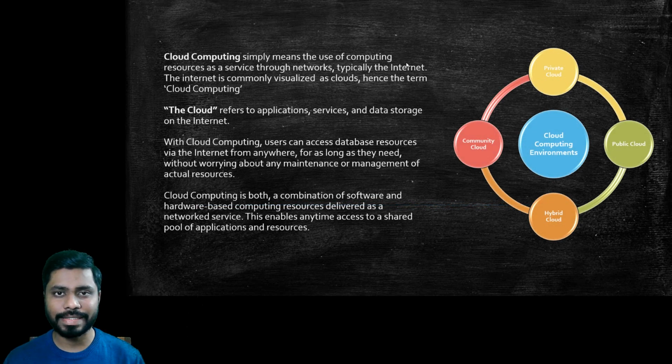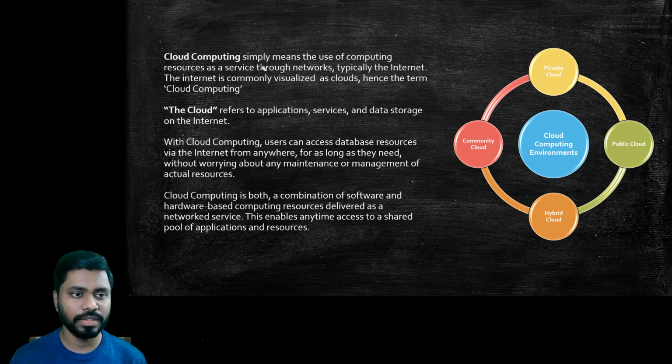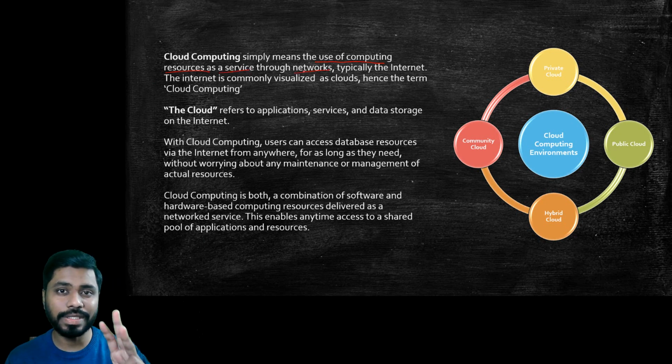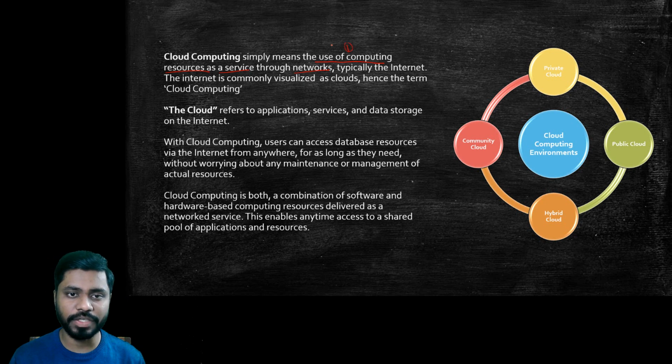Before we discuss different kinds of cloud computing environment, first let us try to understand what we mean by cloud computing. As the definition says, cloud computing means use of computing resources as a service through networks. So these three are critical terms in the definition. Computing resources as a service. Third is how? Via networks.